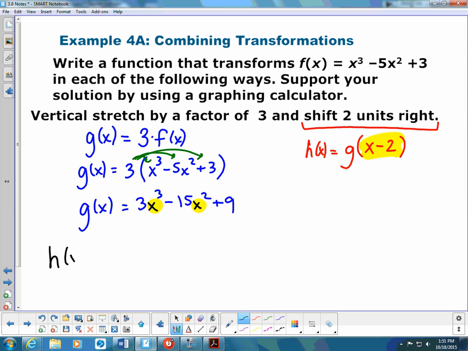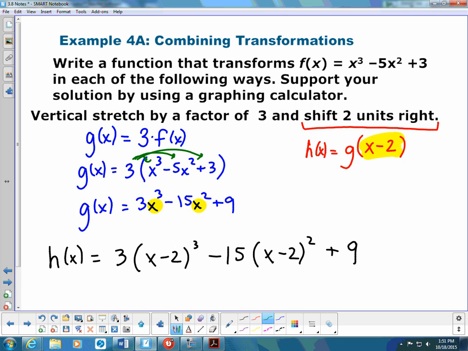So h of x will equal 3 times (x minus 2) cubed minus 15 multiplied by (x minus 2) squared plus 9. Now, at this point, you really can just leave it like this in order to graph it.